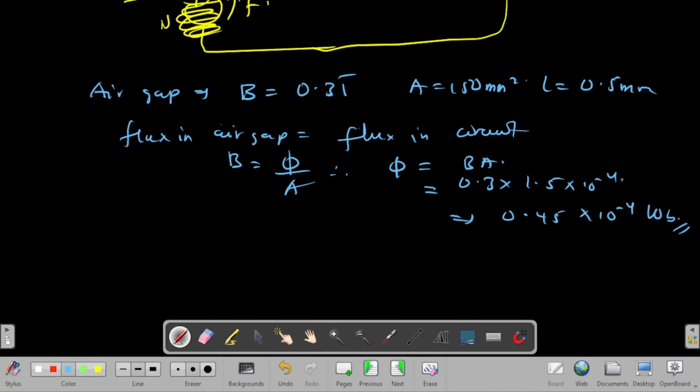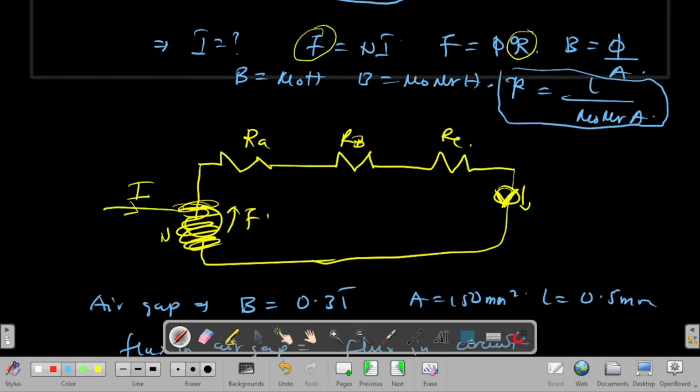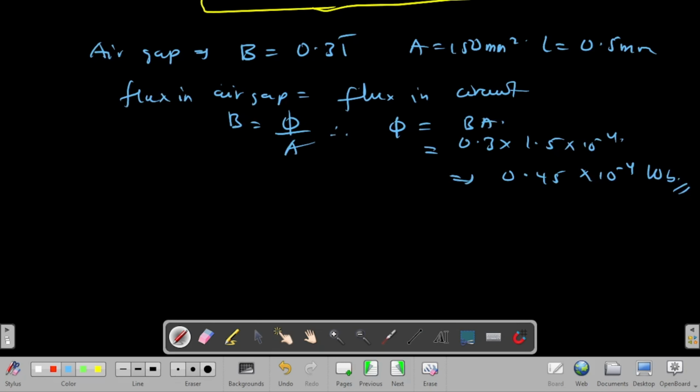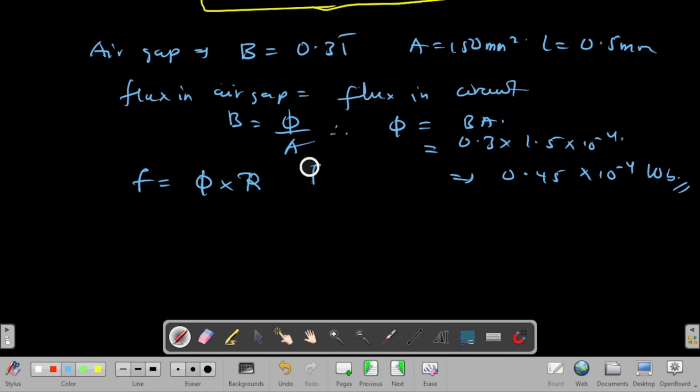Now we want the respective F across each of our 3 systems. I think we can use our reluctance and our flux to get F, because F is equal to flux times R. Once I have this, I can find my total F. Because the ultimate formula we want to use is F is equal to I times N. N is 4,000 turns. So I need to find my total F.